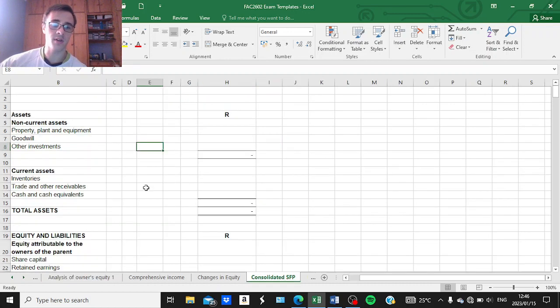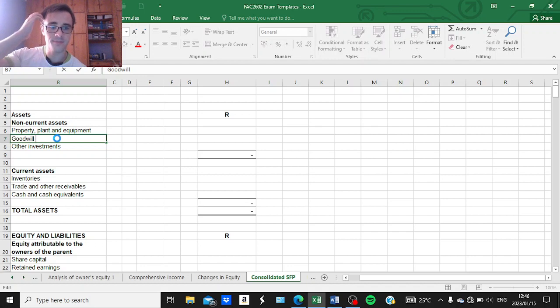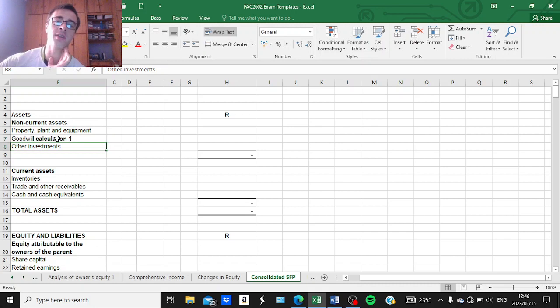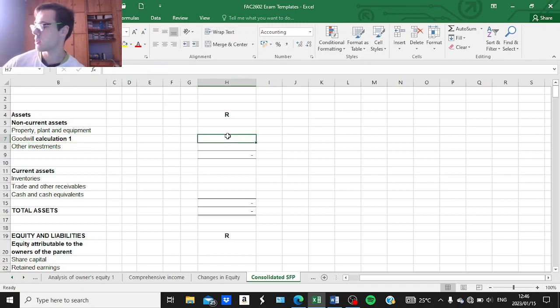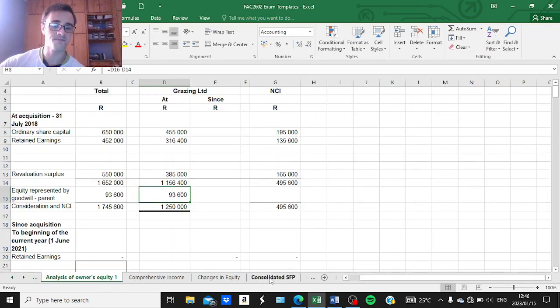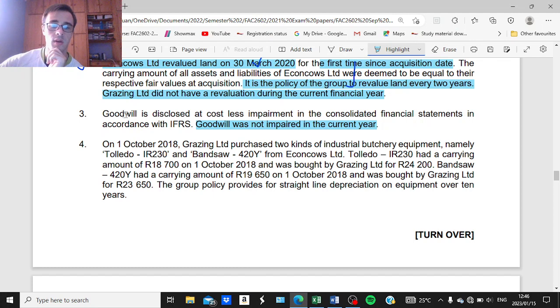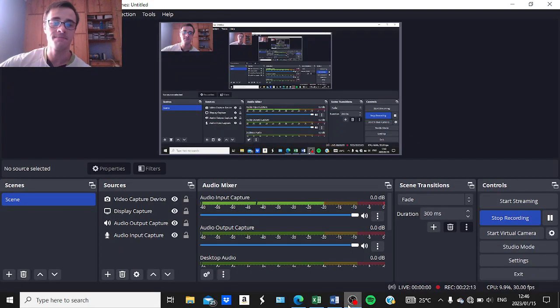So in the consolidated statement of financial position, we will show goodwill according to calculation 1, because there is only one analysis of owner's equity calculation, as we do not deal with preference shares in this question. The amount for goodwill that we have calculated is 93,600. As I've indicated, and according to additional information point 3, we do not deal with impairment losses relating to goodwill in FAC2602. That again will be dealt with in financial accounting 3.